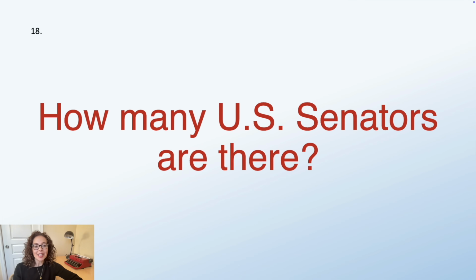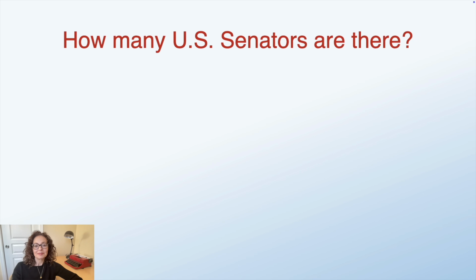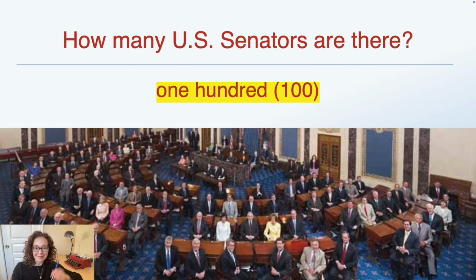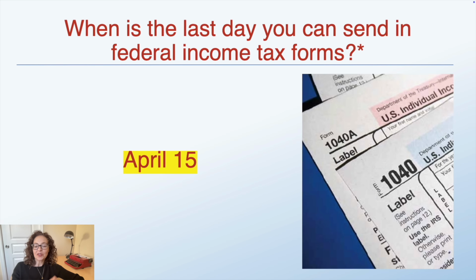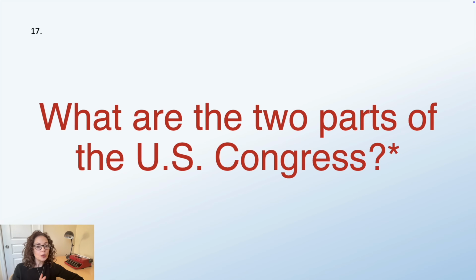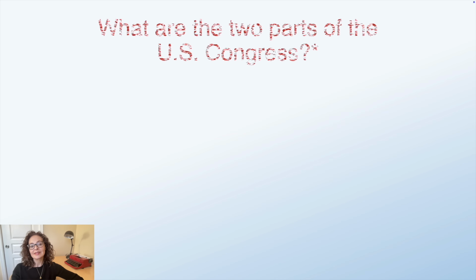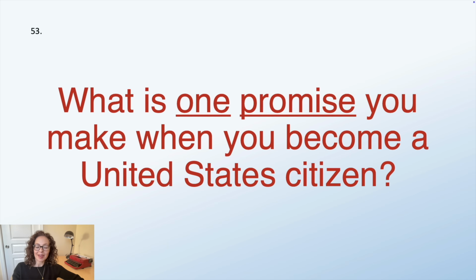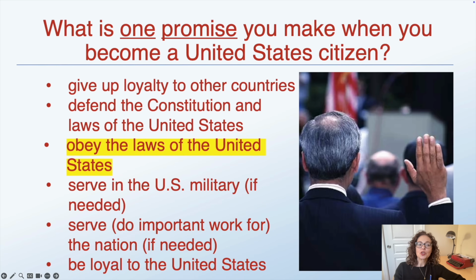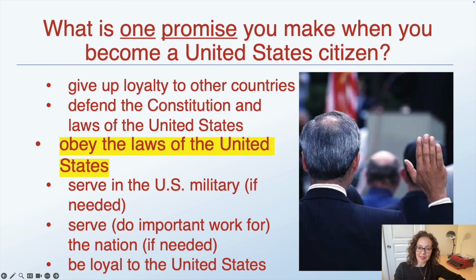How many U.S. senators are there? 100. When is the last day you can send in federal income tax forms? April 15th. What are the 2 parts of the U.S. Congress? The 2 parts are the Senate and the House. What is one promise you make when you become a United States citizen? To obey the laws of the United States.